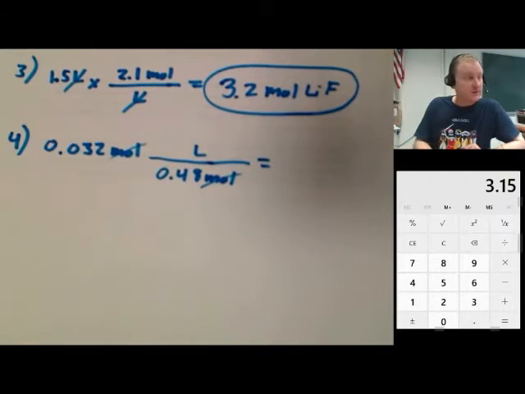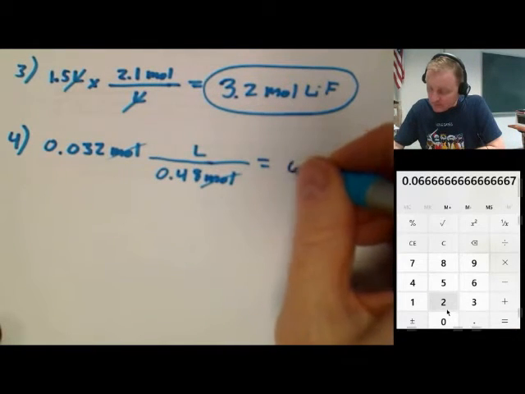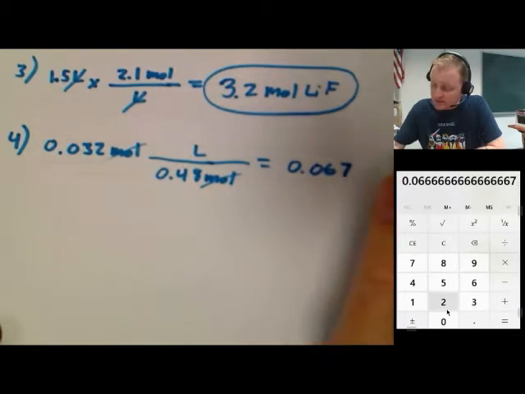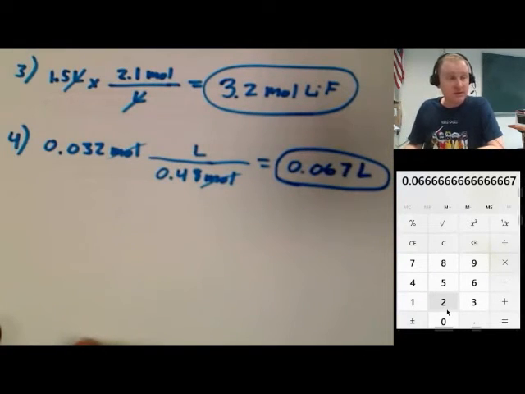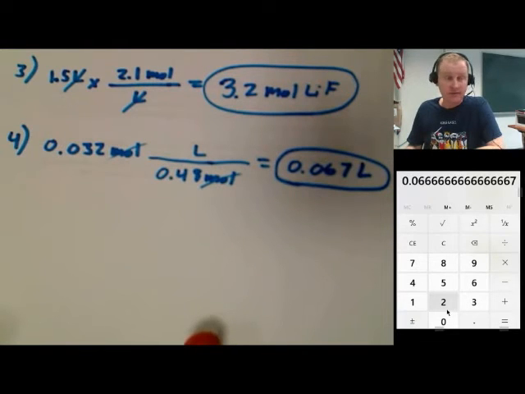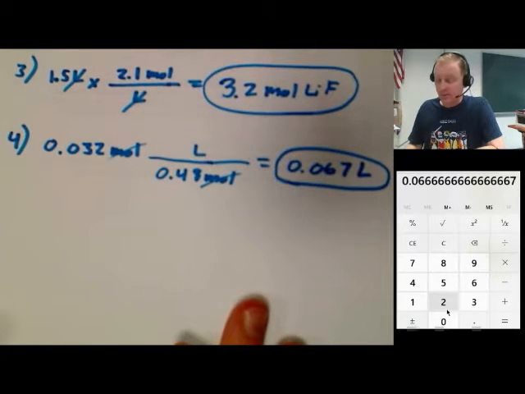And so to answer this question, I would say 0.032 divided by 0.48. So this would be 0. And we have two significant figures in this answer, so 0.067 liters. I would need 0.067 liters to get 0.032 moles of the potassium bromide.